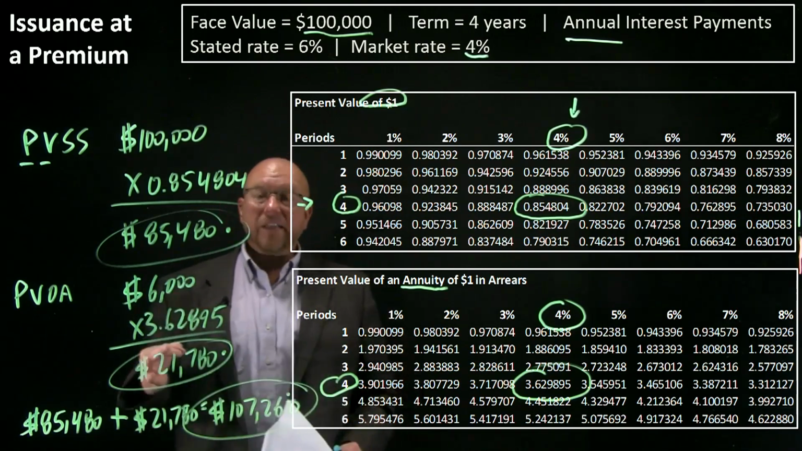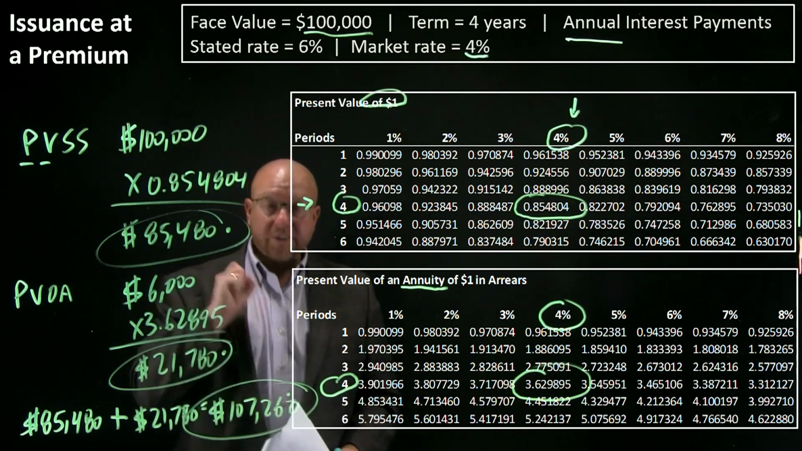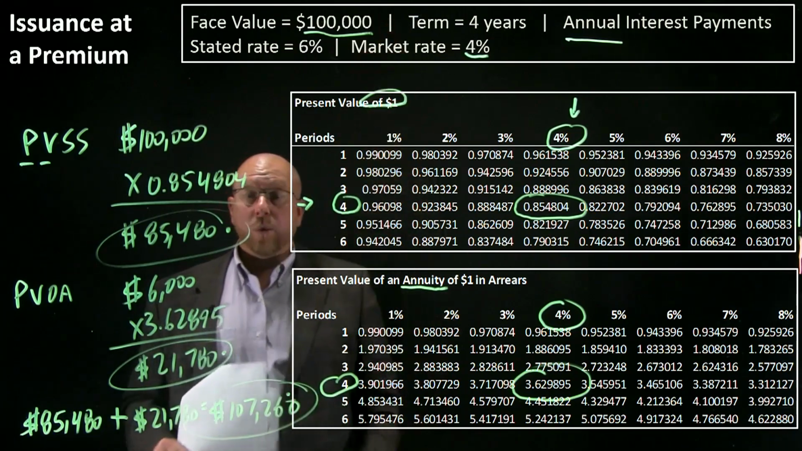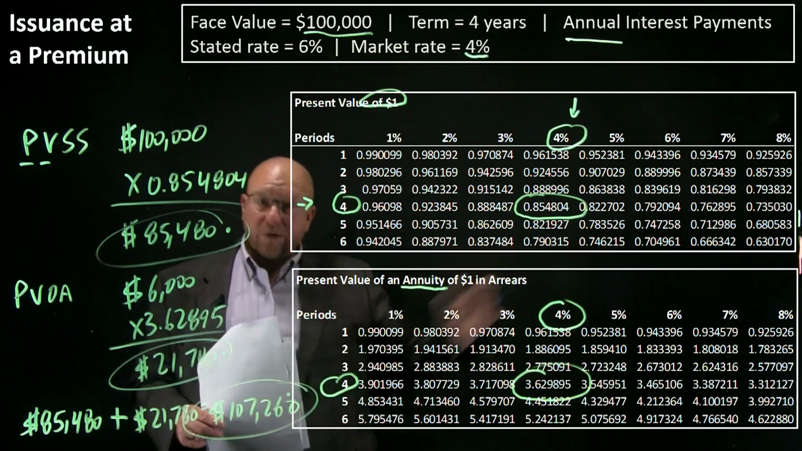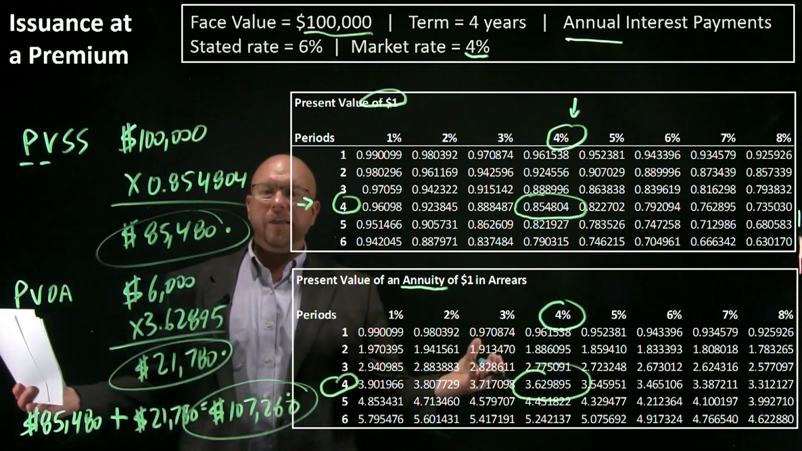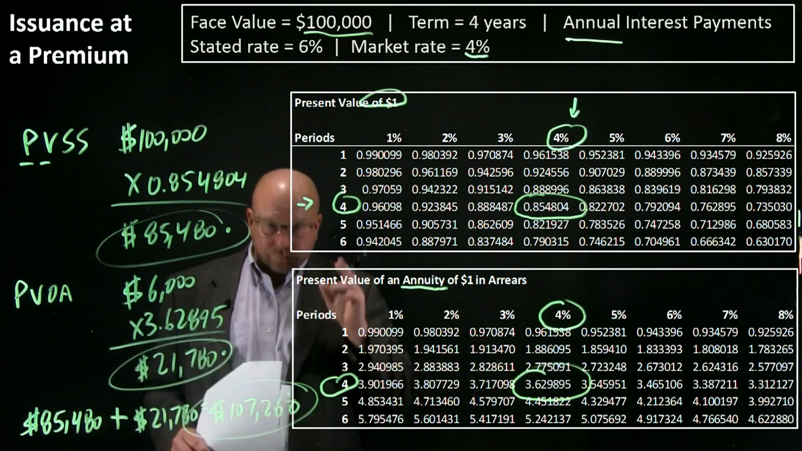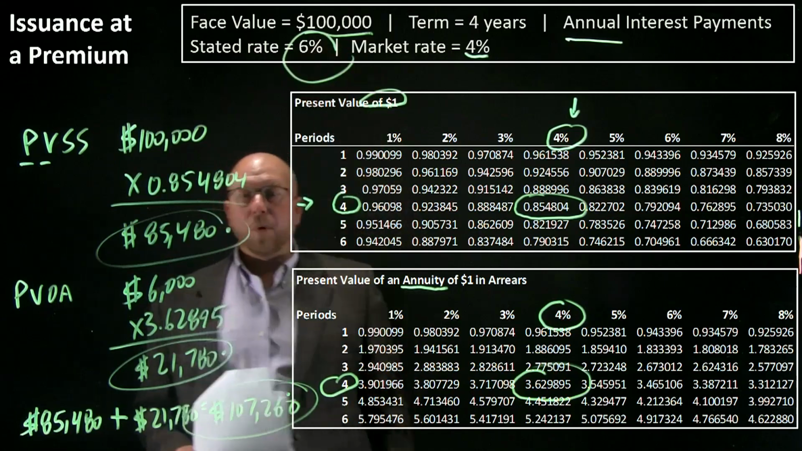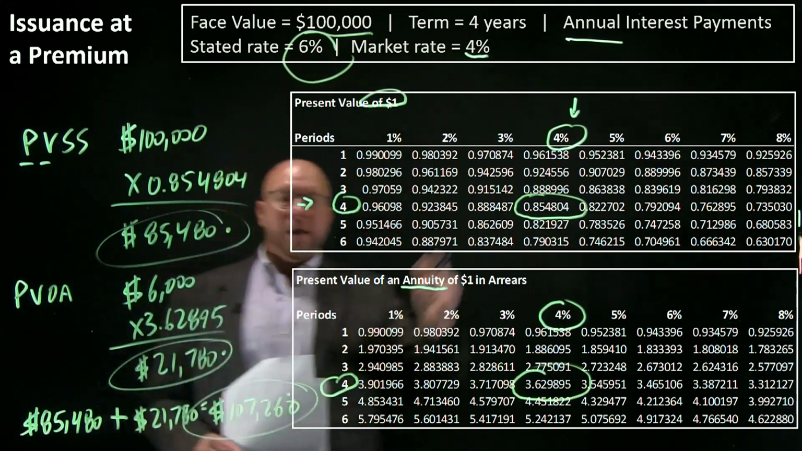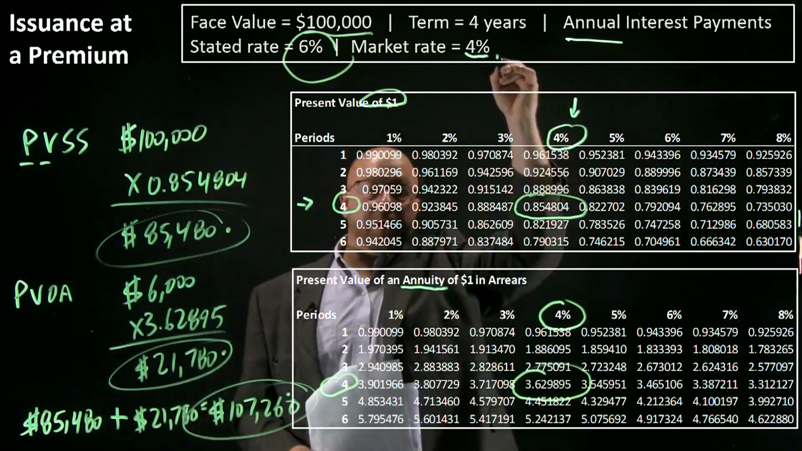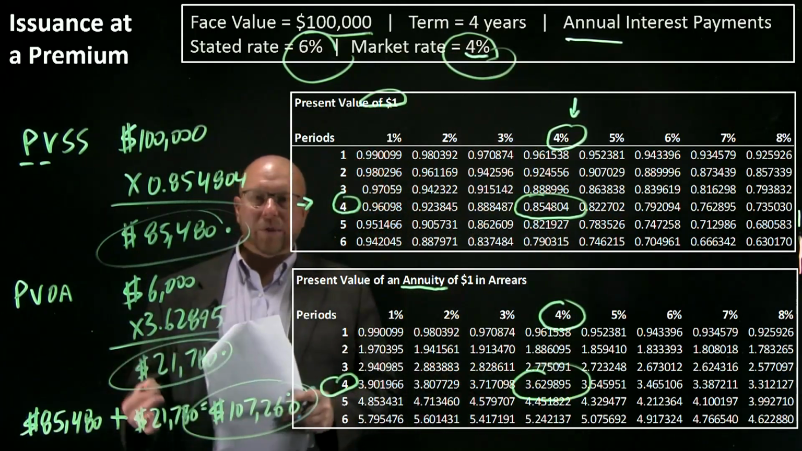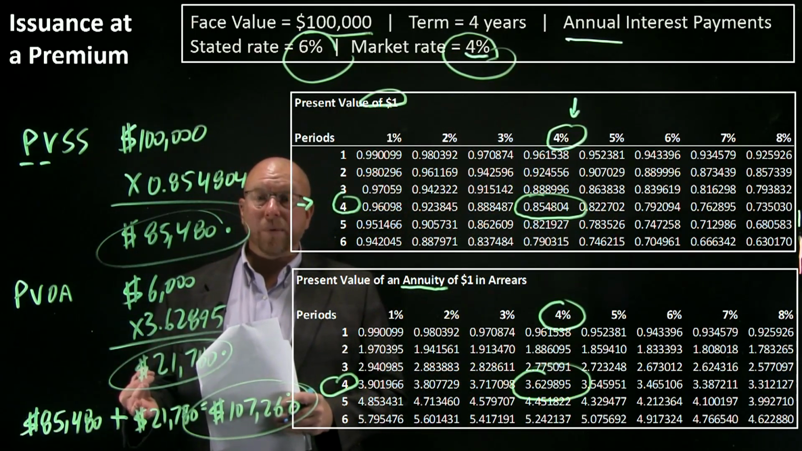That means that the investors are willing to invest $107,000 today, but they're only going to receive $100,000 4 years in the future. Why would a rational investor do that? Well, here's the deal. These bonds pay 6%. They are more attractive than the market because any other investment at this point in time under these market conditions, an investment with a similar risk only pays 4%.